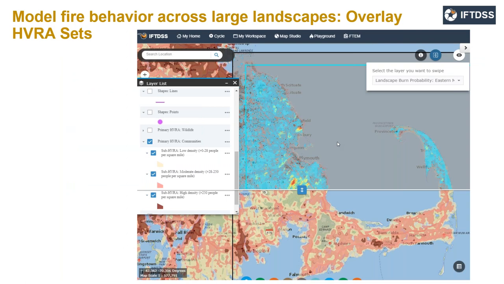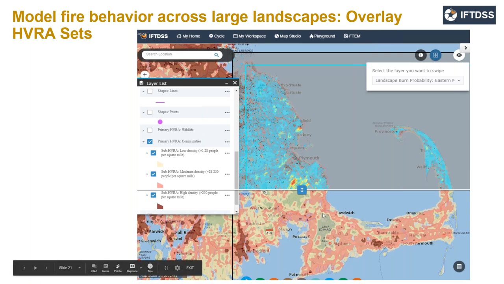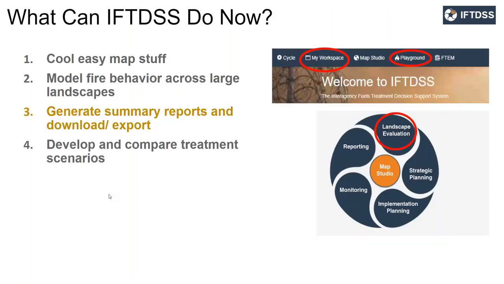And the other thing you can do at this point is swipe or just overlay your burn probability with the HVRA sets and get a visual evaluation of, say, how the burn probability overlays with, in this case, I think this is population density. So where does my highest burn probability sit in relation to my population density, just by swiping those overlays of the HVRA sets and the landscape burn probability on the map.